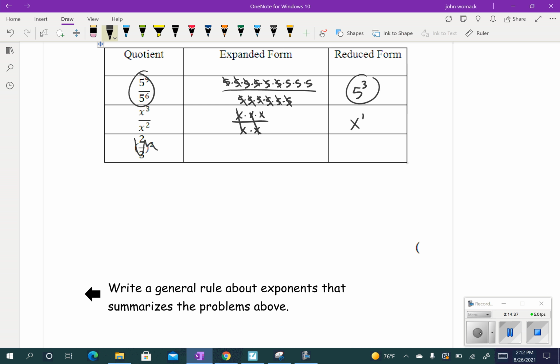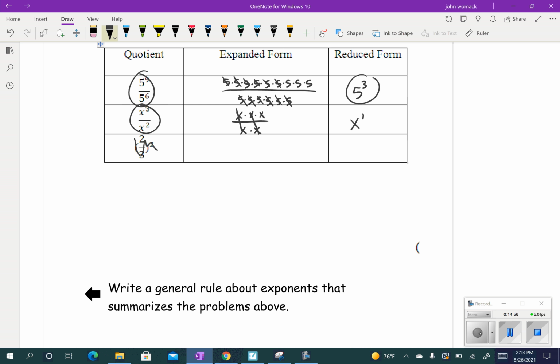Hopefully what we saw was the base still stayed the same, right? It was base 5, it's still base 5. And then I just took the top exponent minus the bottom exponent. 9 minus 6 is 3. X cubed over x squared, again, the base stayed the same, it's still x. I take the top exponent 3 minus the bottom exponent 2. So I got x to the first power.